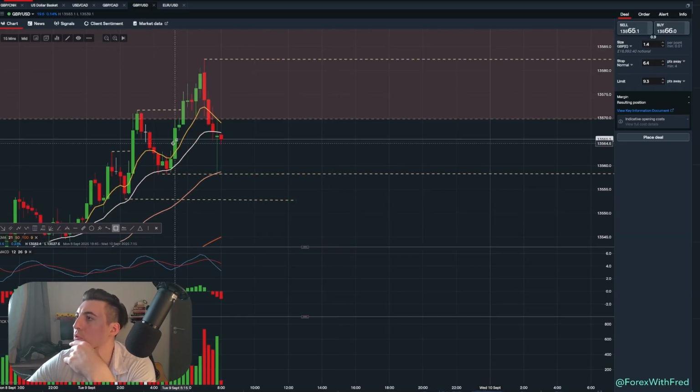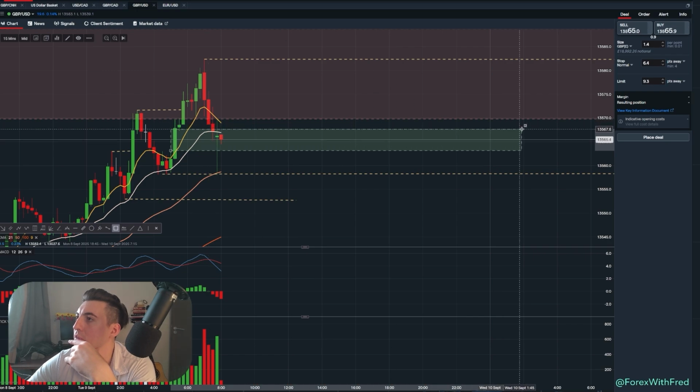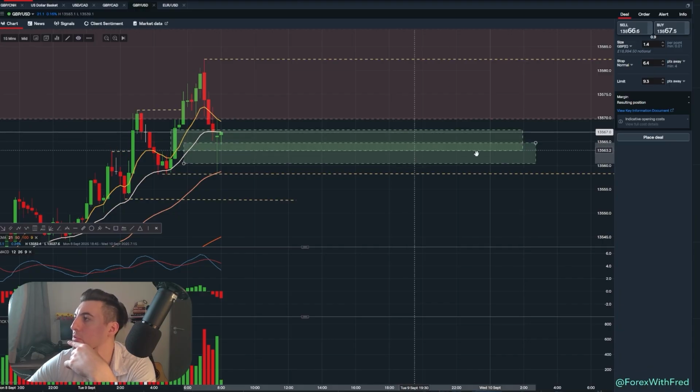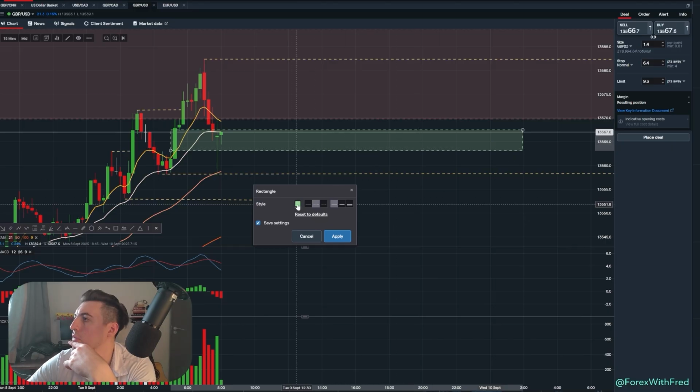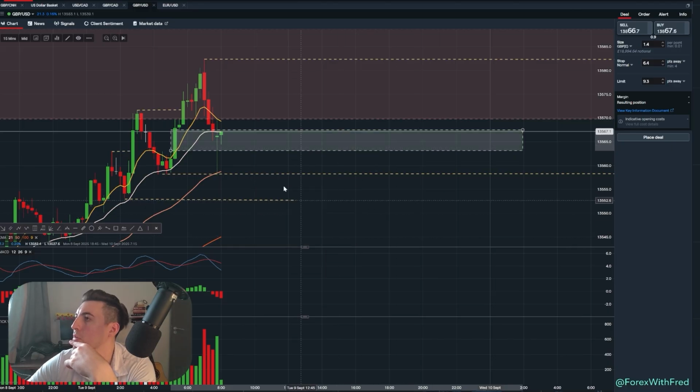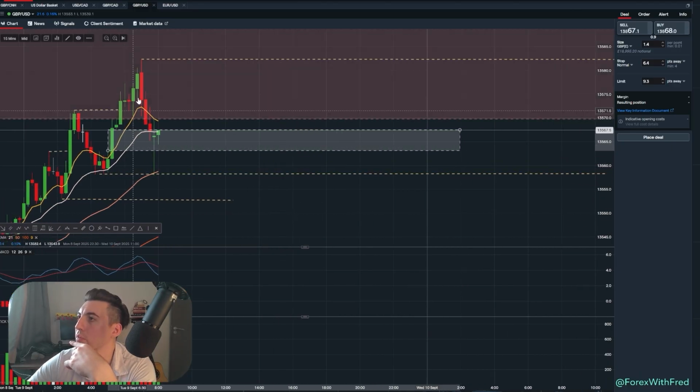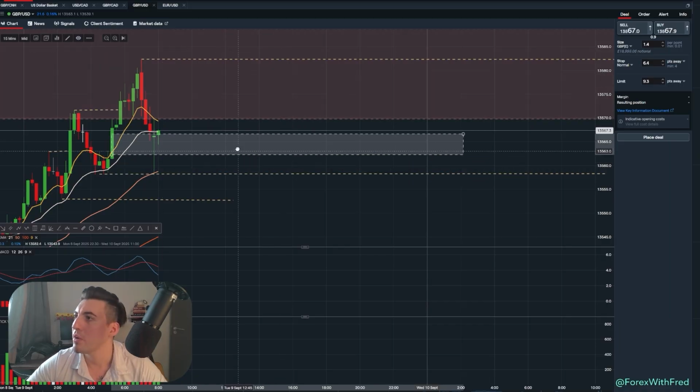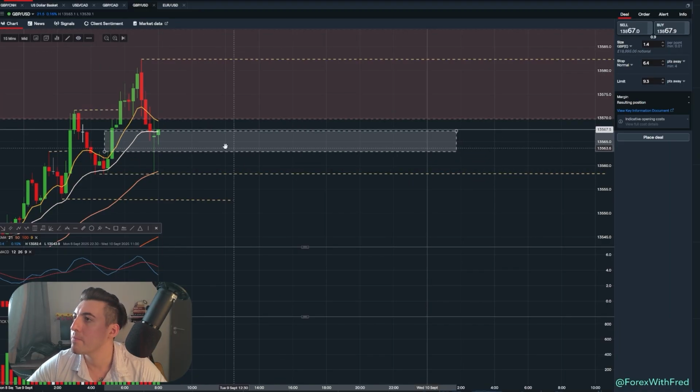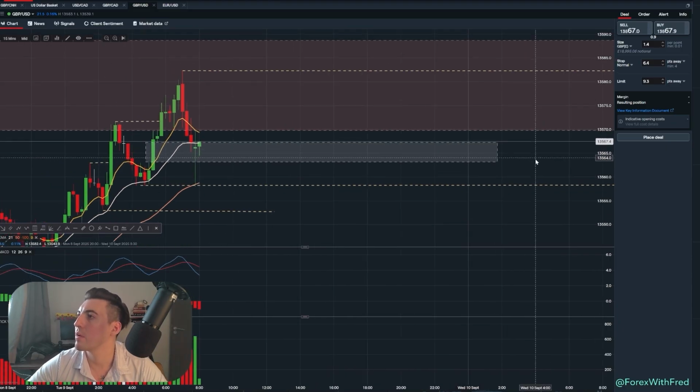What I hadn't noticed before on the 15-minute candle is we have this fair value gap here, which the price seems to have retraced back into. Let's make this white. The price seems to have retraced back into it, so we could be seeing this push into the upside. There we go, there's the fair value gap.